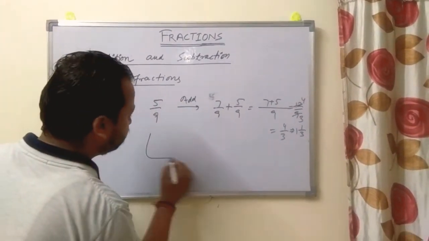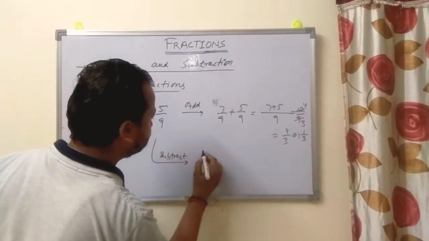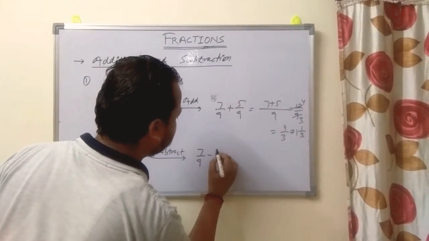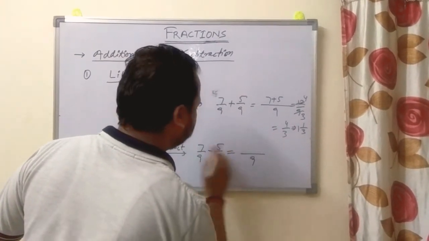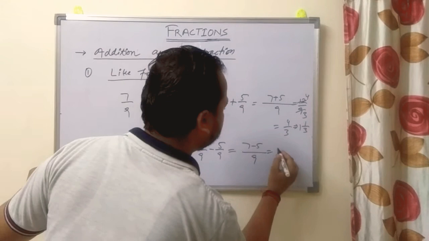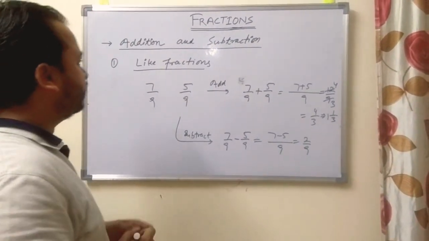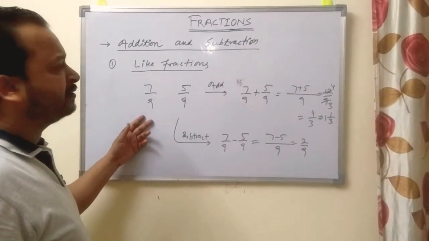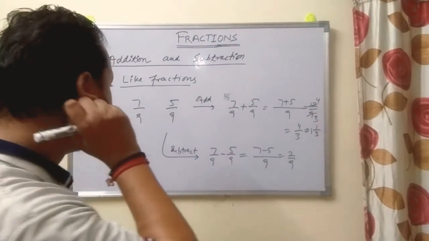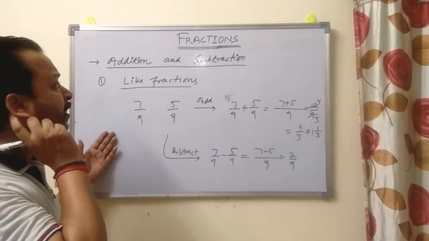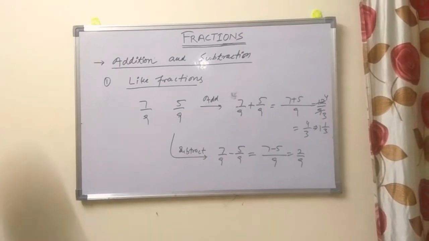And if we are going to subtract, 7 by 9 minus 5 by 9, 7 minus 5 equals 2 by 9. So if there are like fractions, you just take the denominator common and do the operation asked, either addition or subtraction.